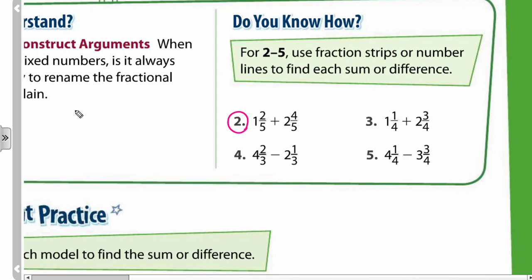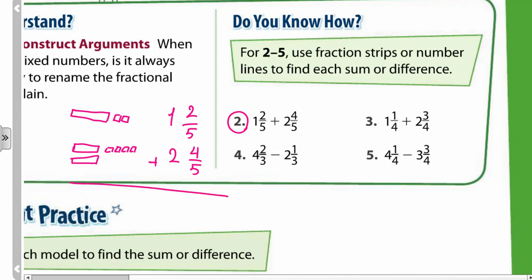But this time I will use these strips to show your friends. So this is a whole one and 2 more fifths. This is the first number, 1 and 2 fifths. The second number is 2, so make 2 wholes and 4 fifths: 1, 2, 3, 4. So this is 2 and 4 fifths. We need to add these two.